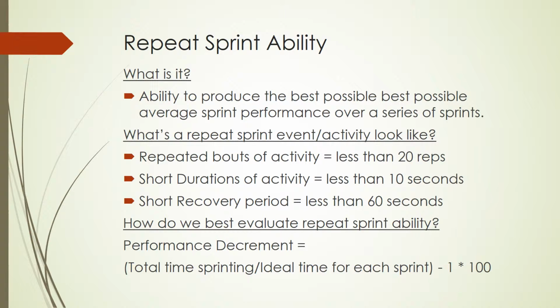Next, how do we typically evaluate repeat sprint ability? One of the most accepted and accurate ways is called performance decrement, the performance decrement score. How we calculate that is we take the total amount of time spent sprinting, divide it by the ideal time for each sprint bout, subtract 1, multiply by 100, and that's how we get our performance decrement. That makes more sense because maybe the ideal time is 95% of your maximal sprint bout, and then we want to see how your performance decreases in relation to that ideal time.